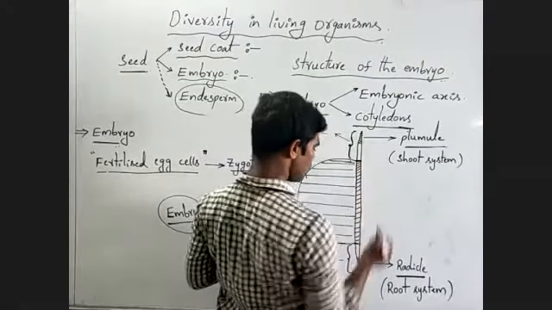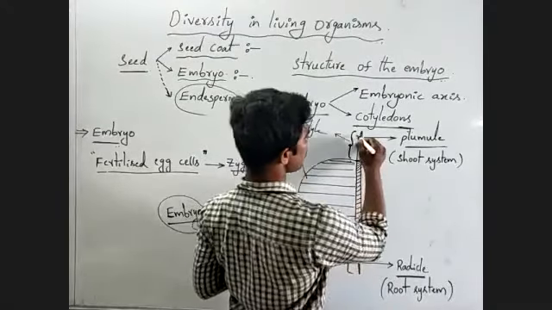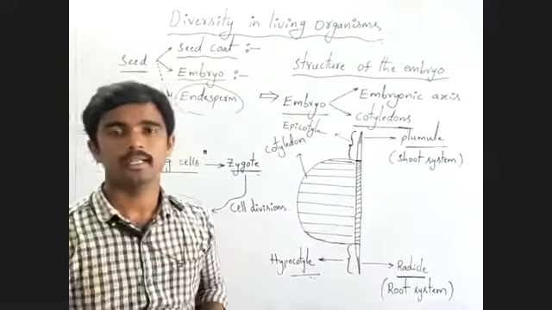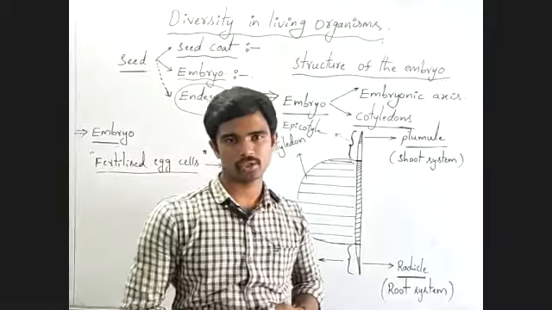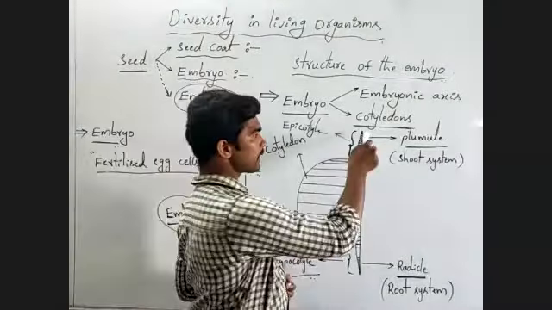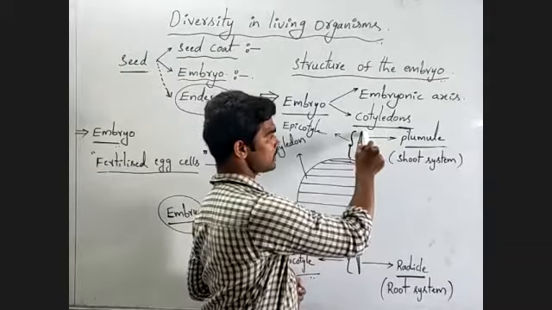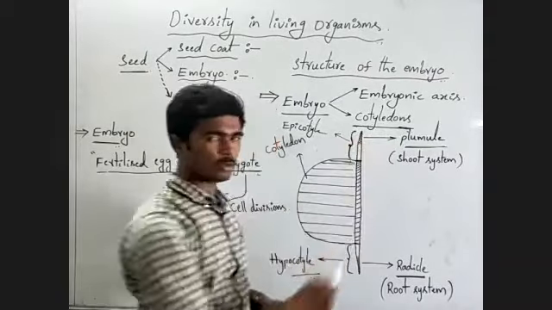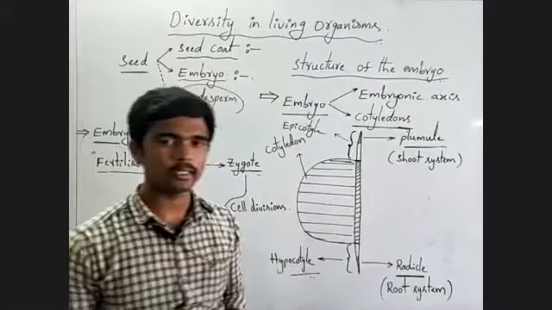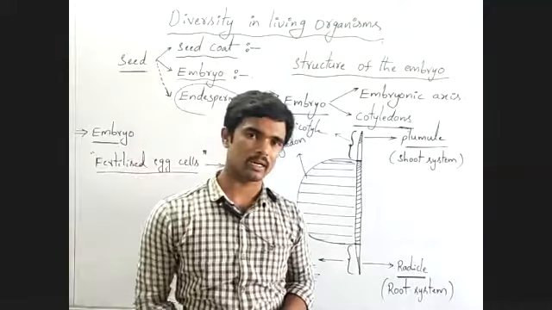plumule and radicle are surrounded by a protective sheath, one type of protective sheath. The plumule is protected by the coleoptile. The radicle is protected by the coleorhiza.